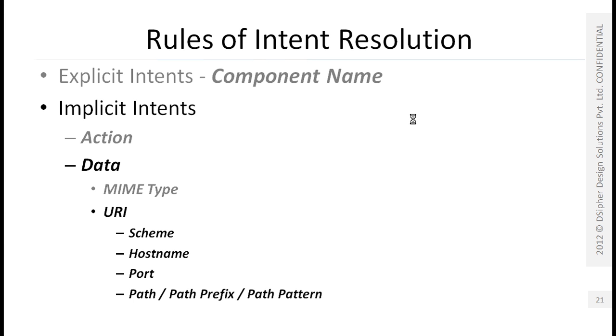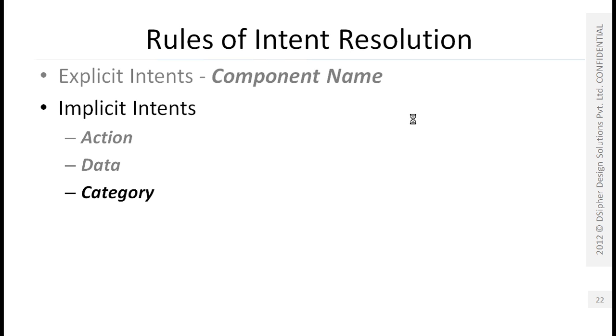While specifying the data, you must specify the MIME type as well as the URI. URI stands for Uniform Resource Identifier. In that URI you must specify the scheme, hostname, port, and path. You must specify the scheme, in the sense of how you are going to access that data. The host name, the fully resolved name, can be given as a path name or path pattern. And the category you must specify is the browser category, launcher activity, or default category.